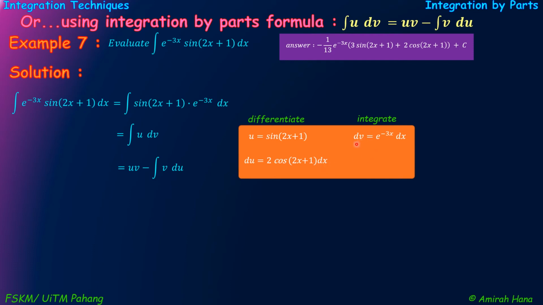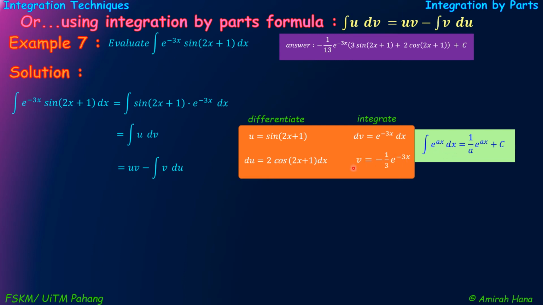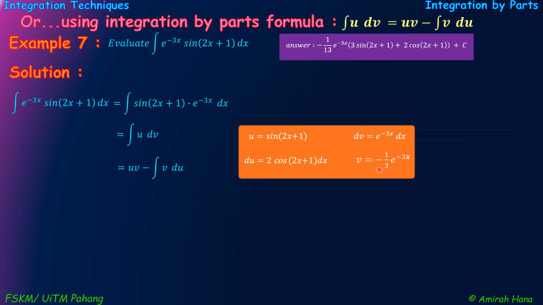Alright, and then from dv we need to find v. We integrate using this formula. Okay, our a now equals negative 3. So after we use this formula and integrate, we get negative 1 over 3 e to the power of negative 3x plus c. But there is no need to write plus c because we have not finished our solution yet, right? After that, we need to multiply u and v, and multiply v and du, right?